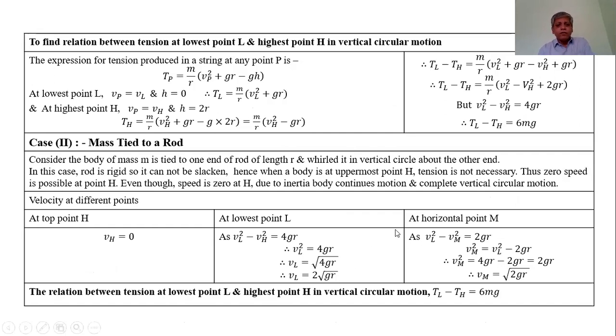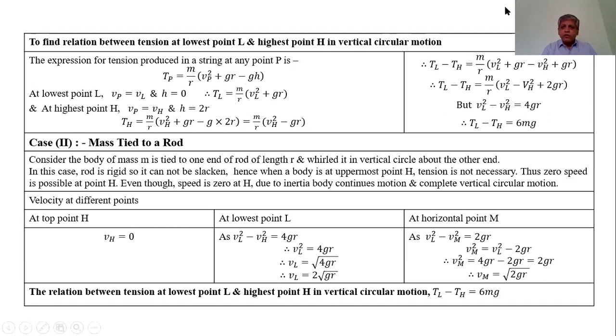Here, T is the tension produced in the string. We have already seen that the tension at the lowest position is TL equal to M upon R into bracket VL square plus GR. Also, we can find the tension at the highest point, that is equal to M upon R into bracket VH square upon GR. These expressions were seen in earlier slides.